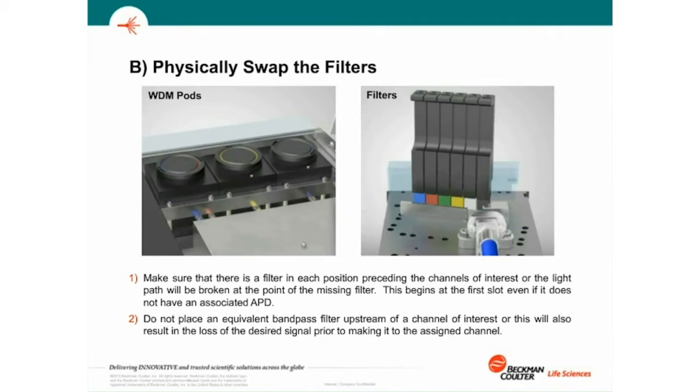A similar issue arises if you put a duplicate filter preceding your filter of interest: you may lose most of the light in that filter. For instance, if you put a 450 filter in the first slot, and then in a subsequent slot you have 450 looking for Pacific Blue signal, all of your Pacific Blue signal is lost in that first filter. So it's important to make sure that you have your filters set up properly.